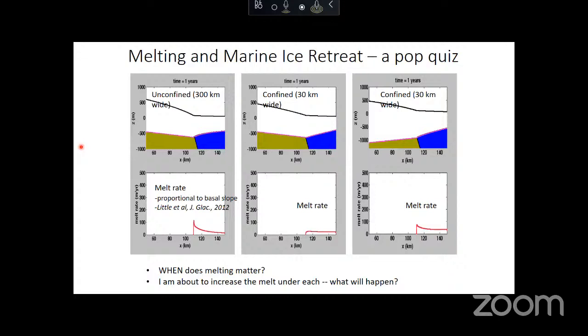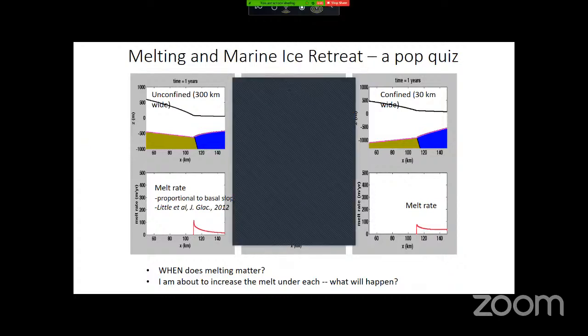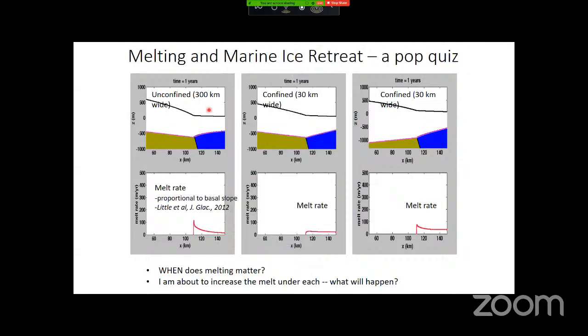I haven't given you the background that they have, but there's no harm in making a guess. So this is going to lead into a poll, and I'm going to explain what I'm actually asking. Considering 3 different scenarios, I'm using a numerical model to evolve an ice sheet and an ice shelf in response to ice shelf melting.